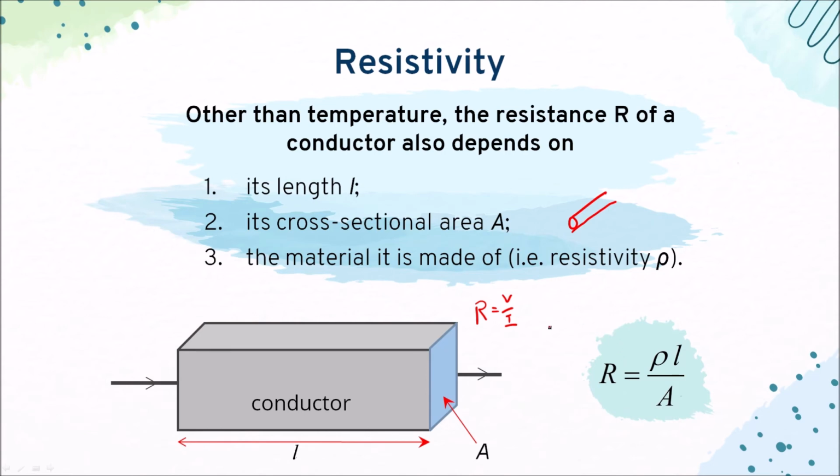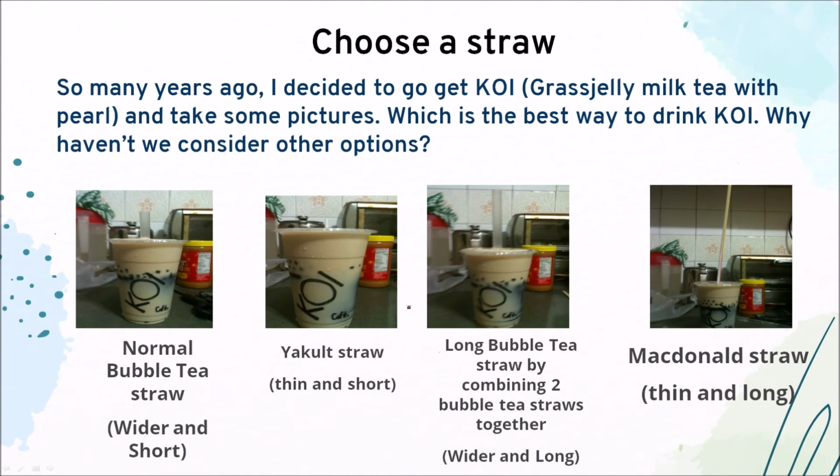So how do we remember this formula, or how do we relate length and cross-sectional area and how they affect resistance? We can think of it as how you would drink bubble tea. Many years ago, I decided to get a Koi, and I liked the grass jelly milk tea with pearl. And I took some pictures. So which is the best way to drink Koi, and why haven't we considered other options? When you buy a bubble tea, you know that the straw is pretty thick, and reasonably long, not too long or too short, so that you can drink.